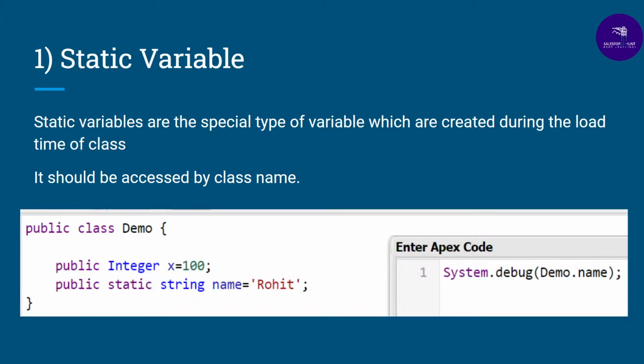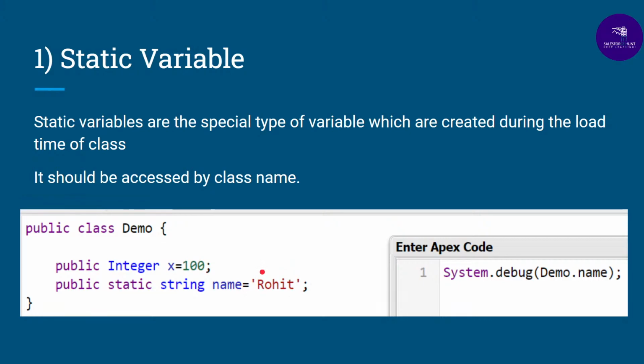Static variables are a special type of variable which are created during the load of the class. Once you load your class, it is automatically initialized at class loading time. Always remember, this is a very important point. It should be accessible by the class name. Always remember, if you want to access this static variable, here in my case you can select String name equal to Rohit, right? If you want to access this name value, how to access? With the help of the class name, Demo.name. If you print Demo.name, you will definitely see this output, Rohit, here.